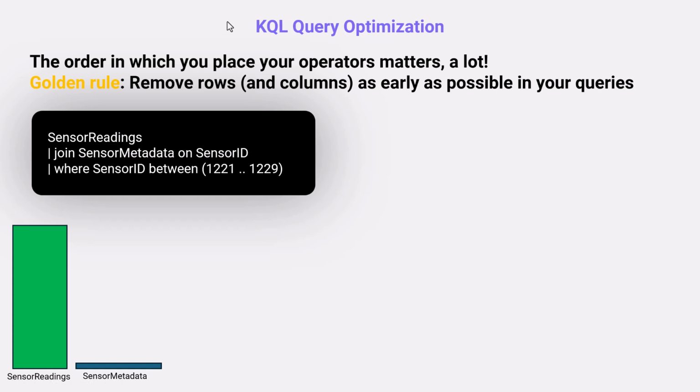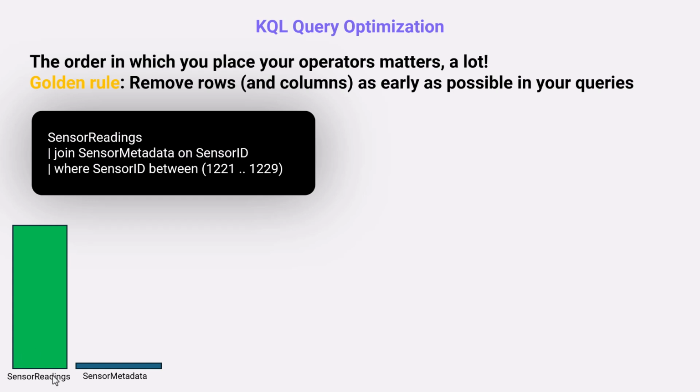So let's talk a little bit about query optimization of KQL. Like many query languages, the order in which you perform your operations matters a lot. And this is especially true with KQL. When we were looking at KQL, we talked about how you've got the table and then you've got different operators on different lines, and the data passes from one line to the next line. So the order in which you perform these operators or these activities matters a lot. The golden rule is to try and remove columns and rows as early as possible in your queries.